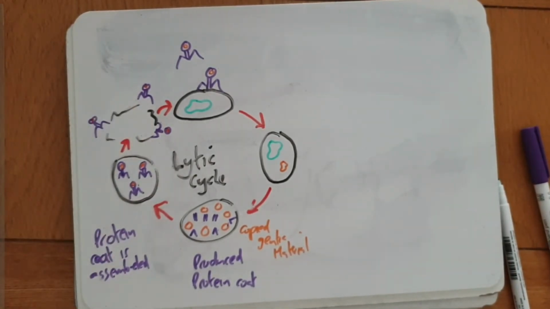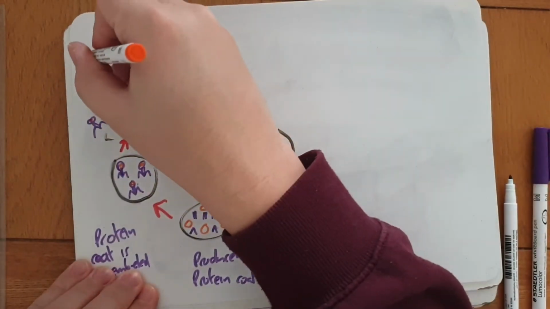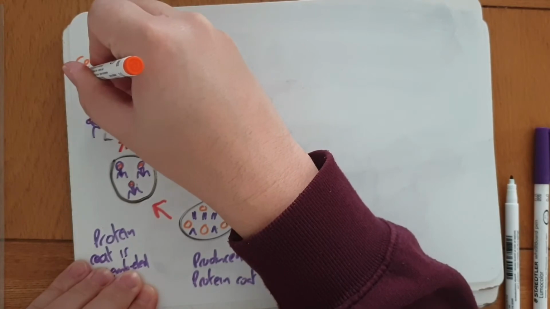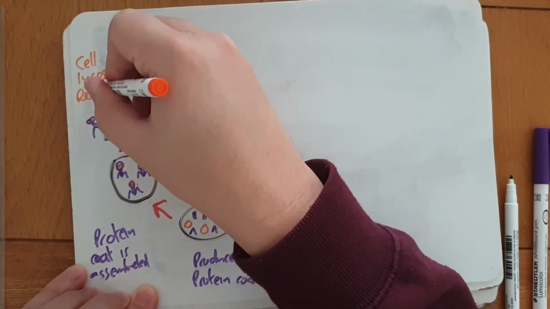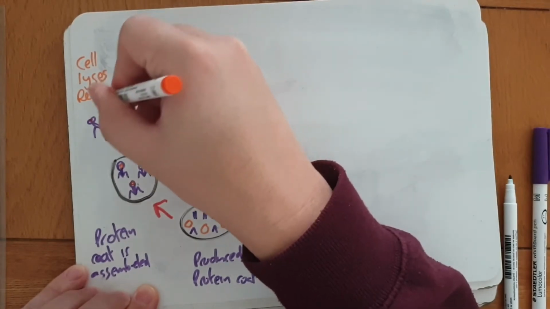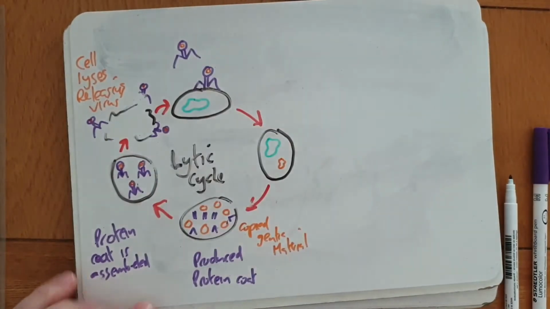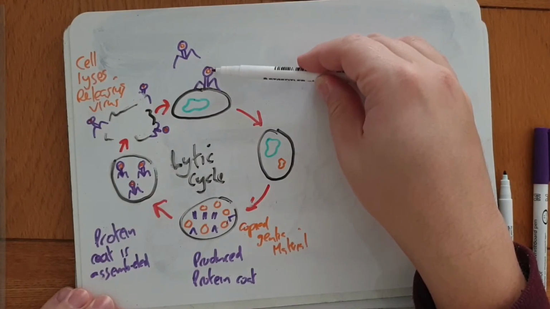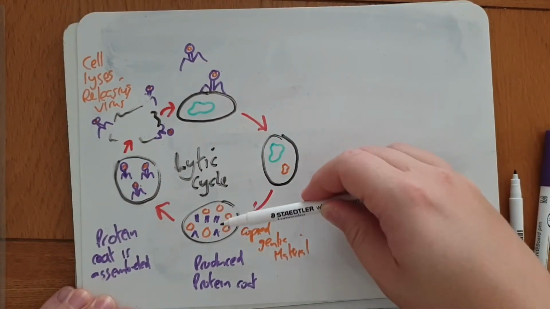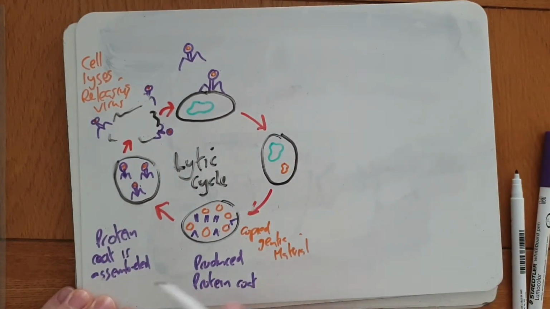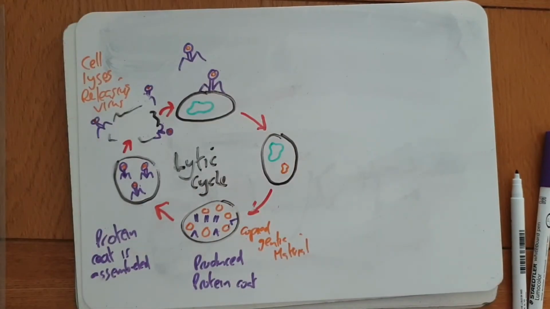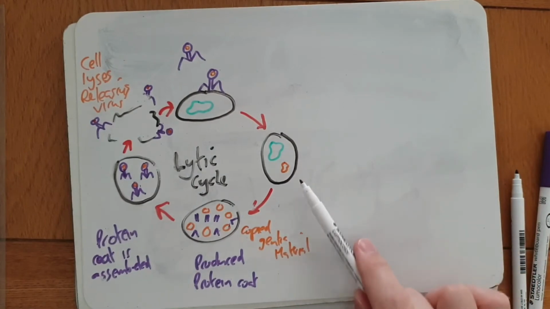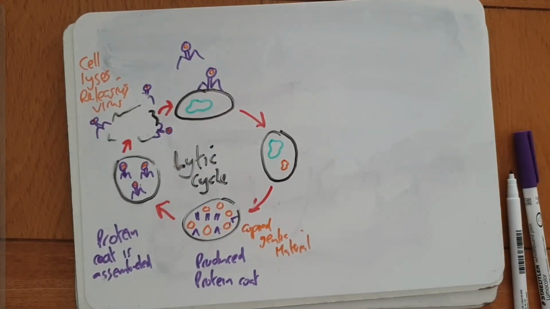This part here, where the cell is sort of bursting apart, we say the cell lyses and it releases the virus. So, lytic cycle: genetic material injected, genetic material copied, protein coat produced, protein coat assembled, cell lyses, releases all the virus, and then they go, right? But it's actually sort of a figure of eight, because at this point, something different can happen, right?